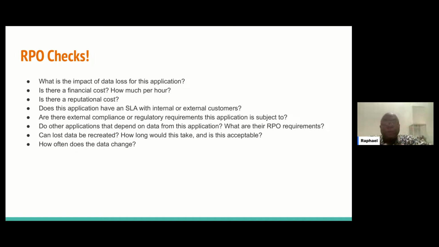Okay, let's look at your recovery point objective. Like I told you earlier on, recovery point objective basically deals with the amount of data that you're willing to lose. When MTN went off for that 6 hours, I can tell you it affected a lot of things. Internally, they definitely lost a lot of money.